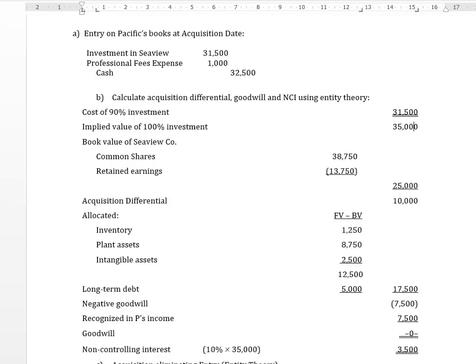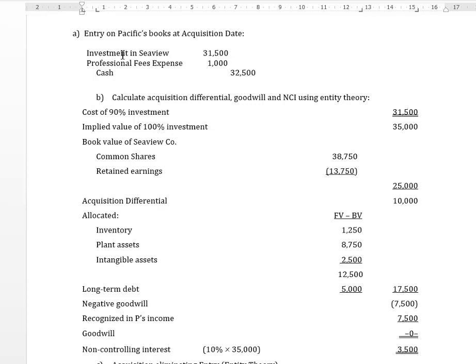In this quiz you were asked to prepare a consolidated balance sheet at acquisition using the entity theory, and then in the second part we did ask you to do some calculations for NCI and goodwill, assuming that they would have used the parent company extension theory. So presumably you have your question in front of you or you recall it, but I asked you to make an entry at the date of acquisition to record the acquisition of the investment on the parent company's books.